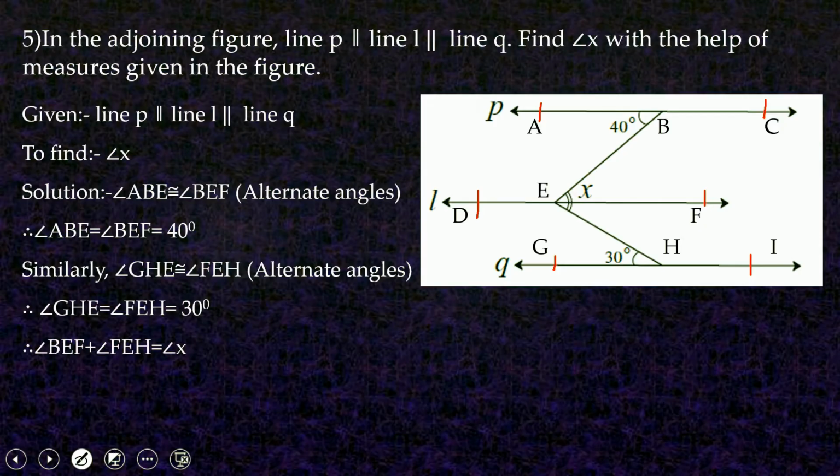So angle BEF plus angle FEH is equal to angle X, that is 40 degrees plus 30 degrees. That gives the measure of angle X, or the value of angle X is 70 degrees. So here we completed the problem set 2, or we can say practice set 2.2.